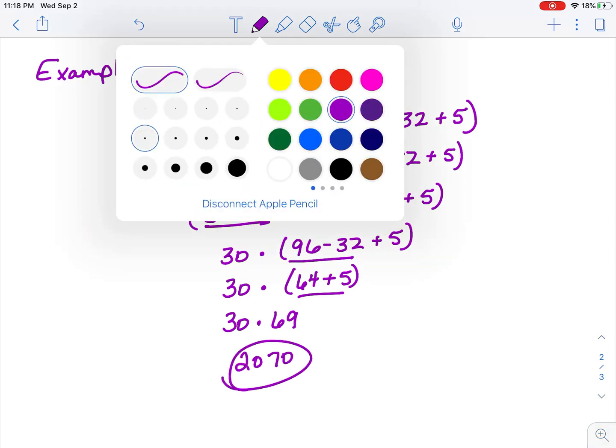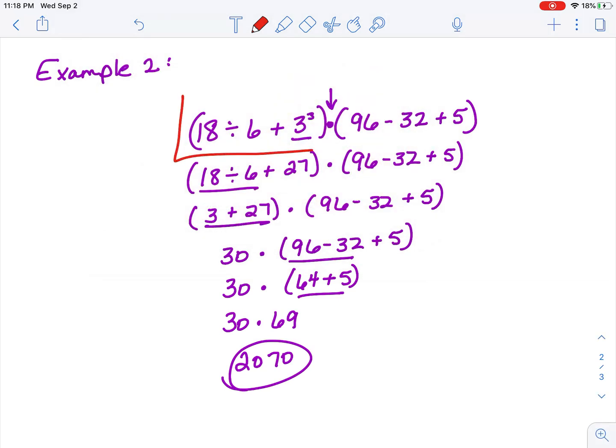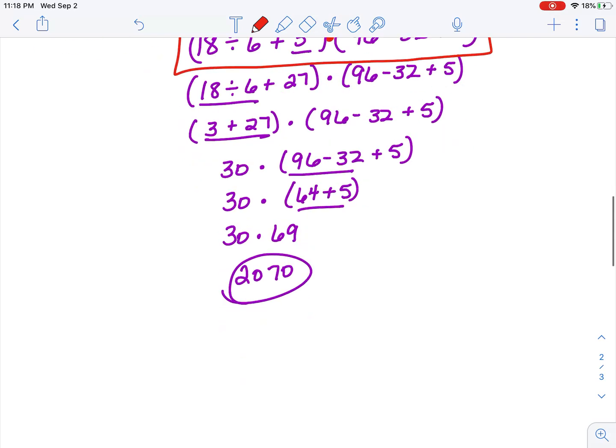But again, the thing I wanted to point out to you is at the beginning of this problem, I had two parentheses and there was nothing in between them. So that meant to multiply because side by side means to multiply. Now, one last example I want to talk to you about is we have done exponents inside of the parentheses, but never outside.